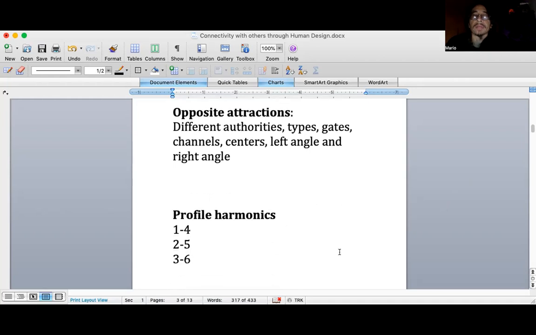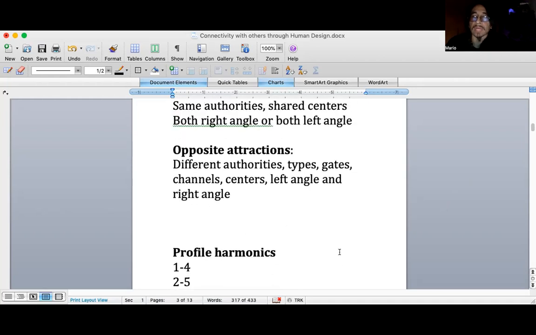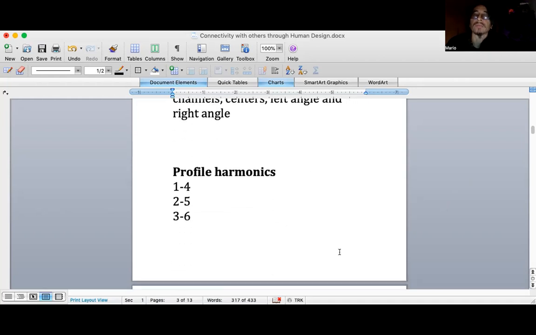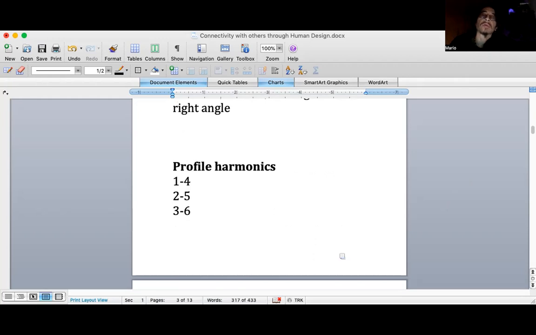And here are the profile harmonics. So going back to what I initially said, either profiles with the same number or with harmonics. So the 1 will always be a harmony to the 4, the 2 will always be a harmony to the 5, and a 3 will always be a harmony to the 6.